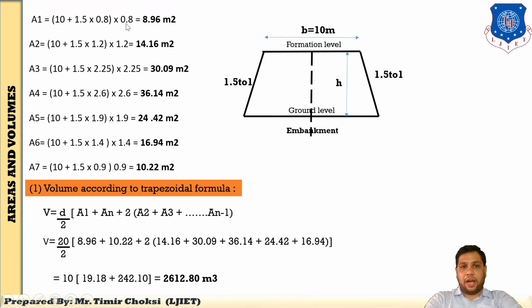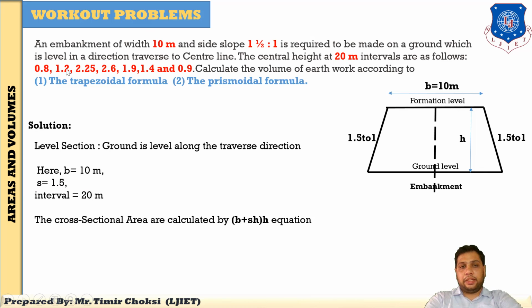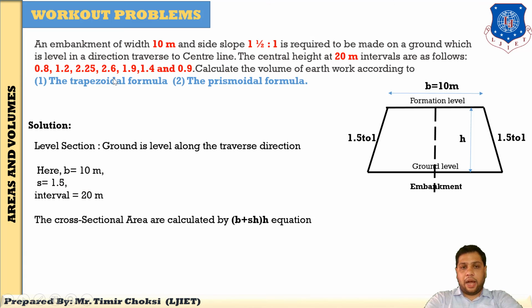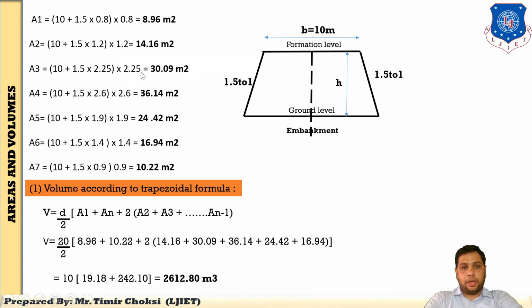This is when the depth of filling is 0.8. When you consider the height 1.2, the area will be different. So 14.16 meter square: 10 plus 1.5 into 1.2, into 1.2. The 10 and 1.5 are the same for all the sections; only the height changes. Similarly you find A3, A4, A5, A6 and A7, because 7 heights are given, so there will be 7 areas.